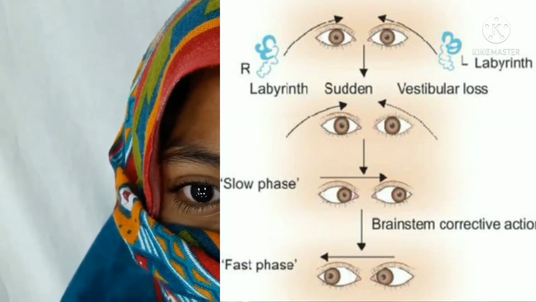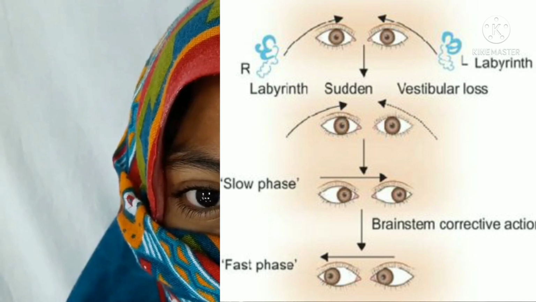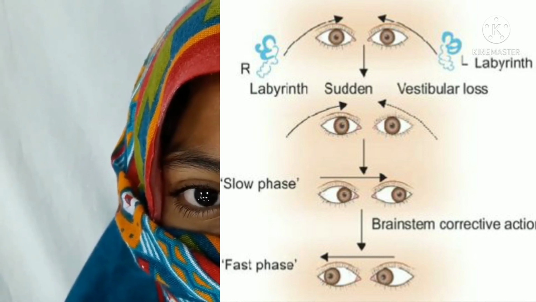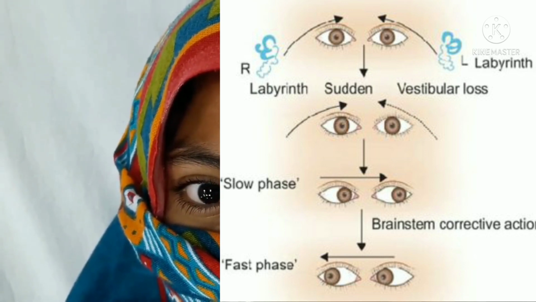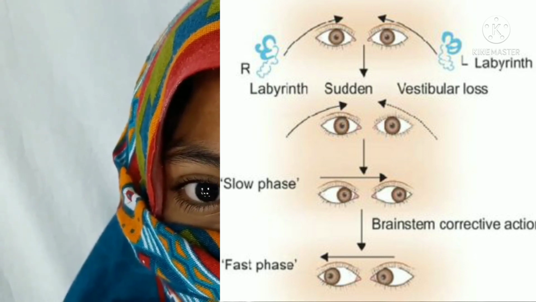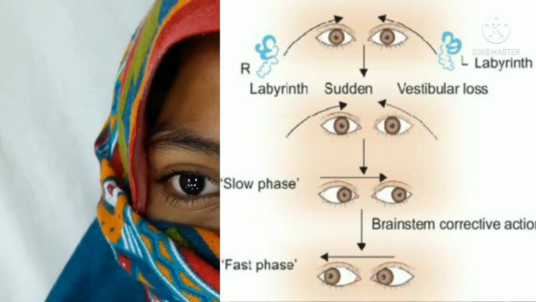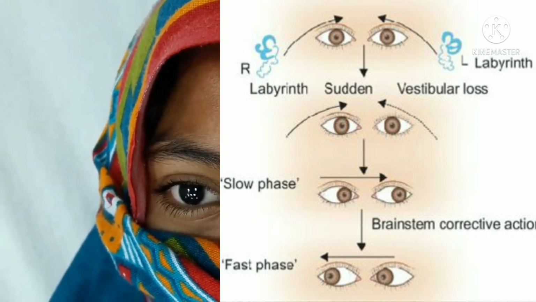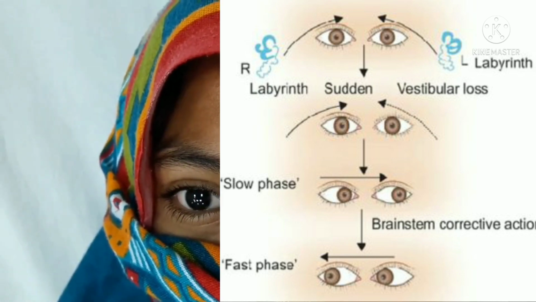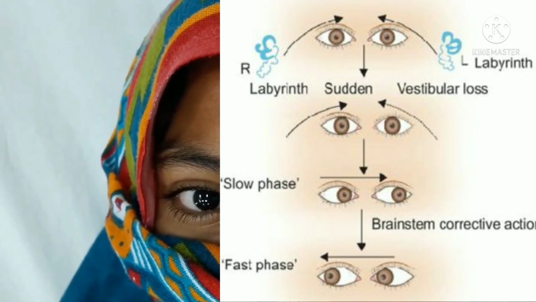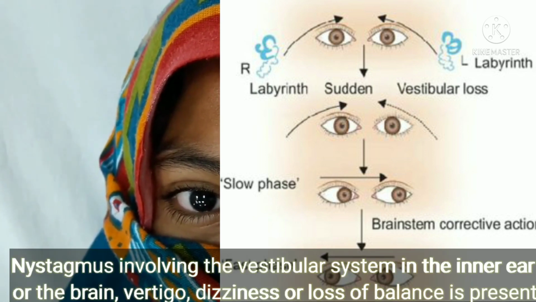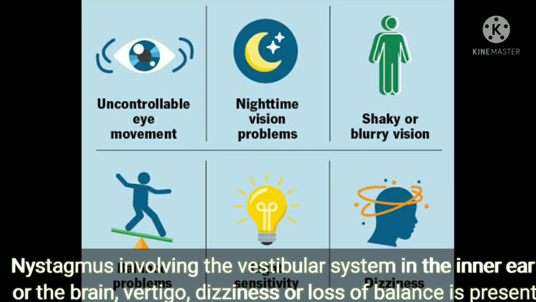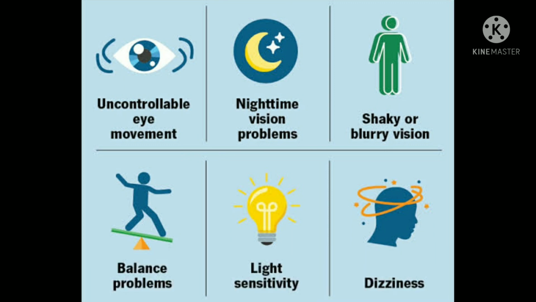In normal physiological conditions, whenever we move our head or our body, the labyrinth maintains a balance. So there is a correction by the brain stem, which has the slow phase and the fast phase. This basically corrects. In nystagmus involving the vestibular system in the inner ear or the brain, the patients experience vertigo, dizziness or loss of balance.